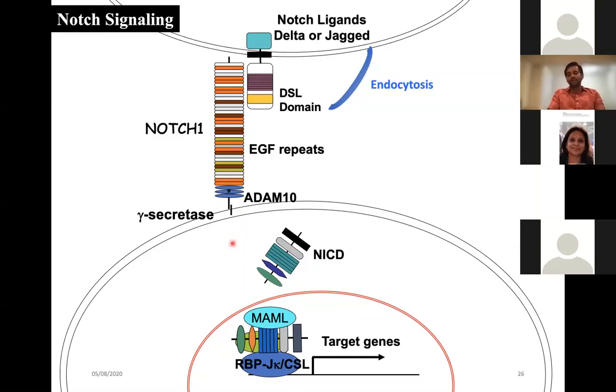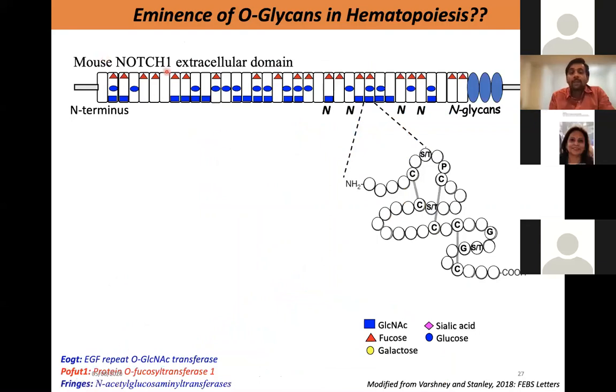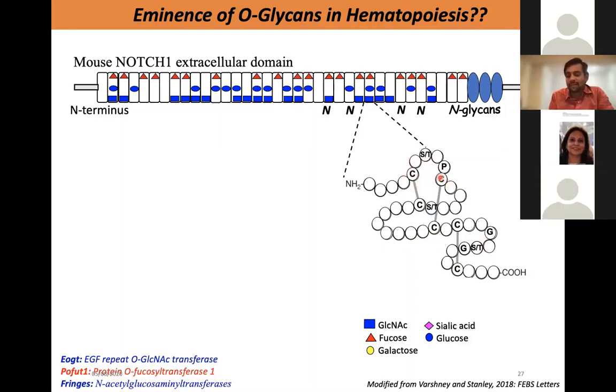Now, why am I discussing Notch signaling? Because I was discussing O-glycans. O-glycans are highly decorated in the Notch extracellular domain. If you look at this particular point, this is the mouse Notch 1 extracellular domain, and here I will be discussing the eminence of glycans in hematopoiesis. It consists of 36 EGF repeats, and each box shows one EGF repeat consisting of 40 amino acids, further comprising 6 cysteine residues. In between the cysteine residues we have serine and threonine, to which the glycans bind. So you can see O-fucose, O-GlcNAc, and other O-glycans.